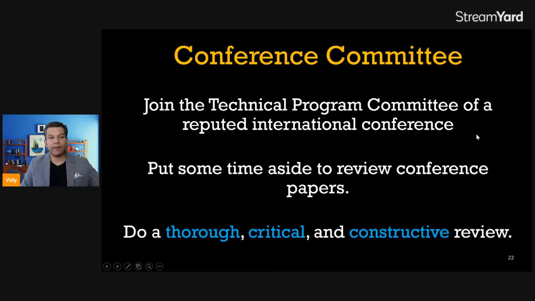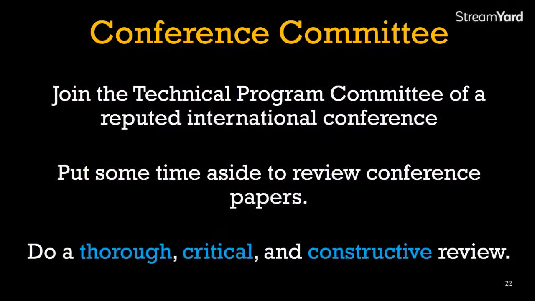The same thing can then be applied even for conferences. So if you get the opportunity to be part of an international conference as a technical program committee member, or if a conference invites you to review papers, then do take that opportunity and again do a thorough, critical, and constructive review.